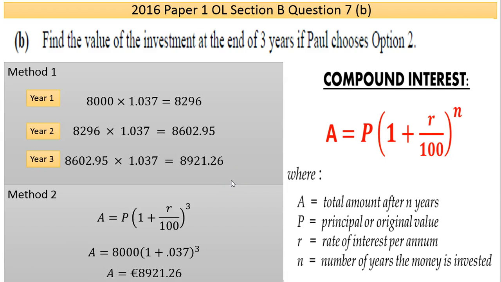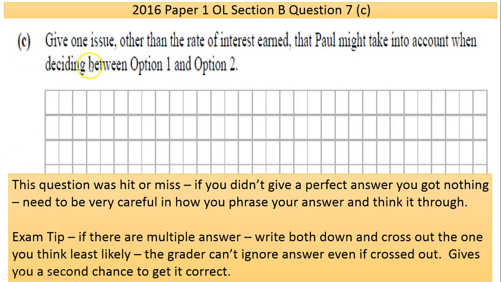Okay, now moving on. Remember, at any stage here, I should have said at the beginning, if you want to pause and give the question a go yourself, and then look at the answer and the description. So part C here: give one issue other than the rate of interest earned that Paul might take into account when deciding between option 1 and option 2. Now, based on the marking scheme, this was a hit and miss question. I didn't write down how many marks, but I'm assuming a 5 marker. So if you got it wrong, 0 marks. If you got it right, 5 marks.